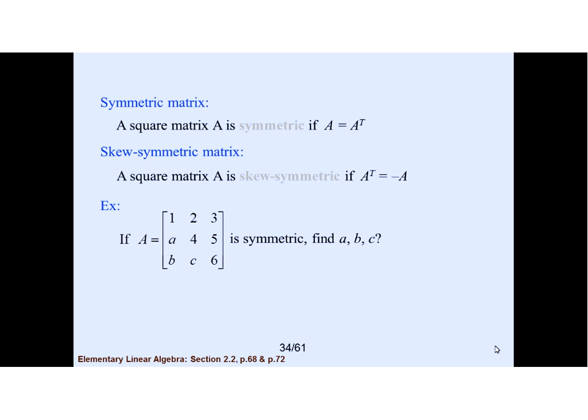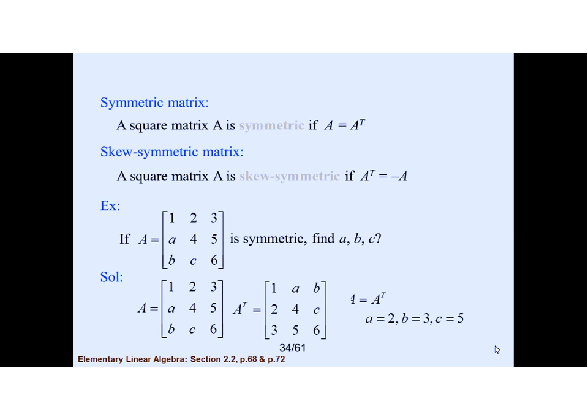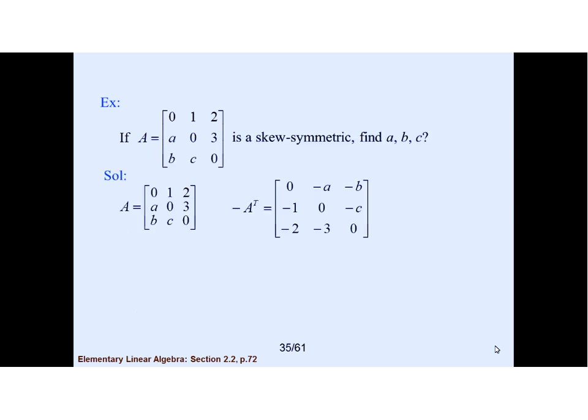Similarly, there are various types of matrices. A symmetric matrix: a square matrix A is symmetric if A is equal to A transpose. A skew symmetric matrix: a square matrix A is skew symmetric if A transpose is equal to minus A. For example, if a matrix is given as symmetric, find A, B, C. First we find the transpose of it, and since A is equal to A transpose, A is equal to 2, B is equal to 3, and C is equal to C.